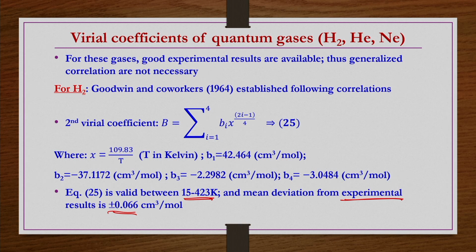So, such a good correlation that the deviation from the experimental result is less than plus or minus 0.066 centimeter cube per mole. That is the reason these correlations are not required in a reduced form.